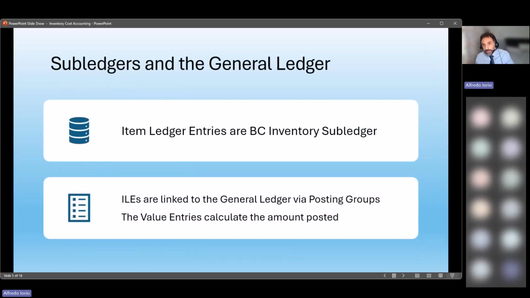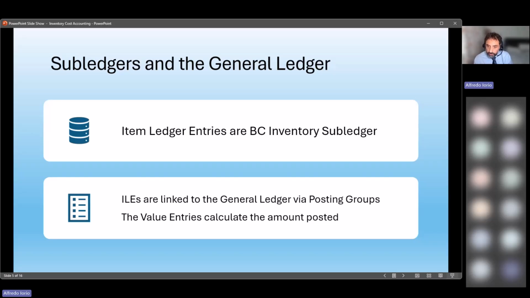So how does this movement of costs, monetary amount, flow from one place to another? How does that flow from one place to the other, from inventory increase to inventory decrease? Business Central uses a set of ledgers to do this job. So the first one is the item ledger entries, which is essentially our Business Central inventory subledger.